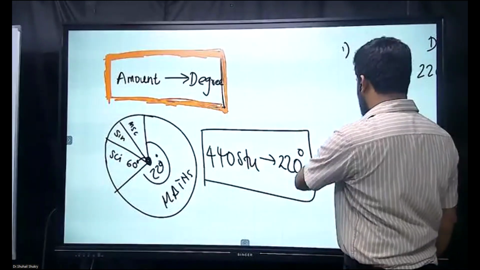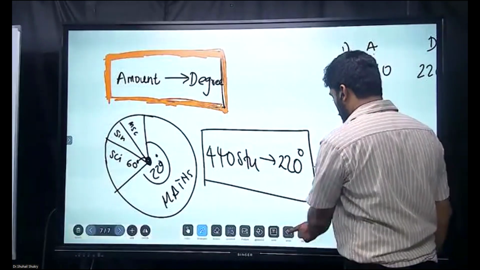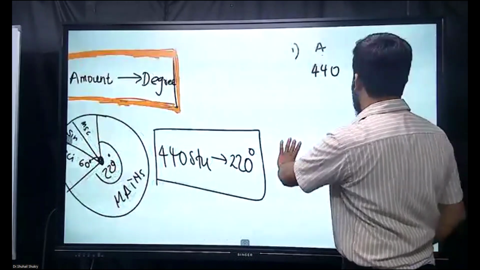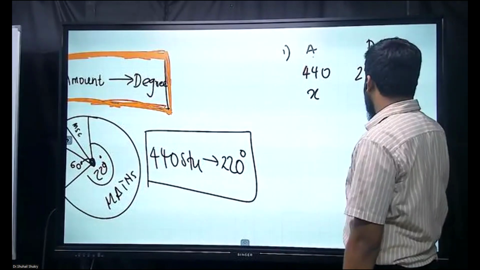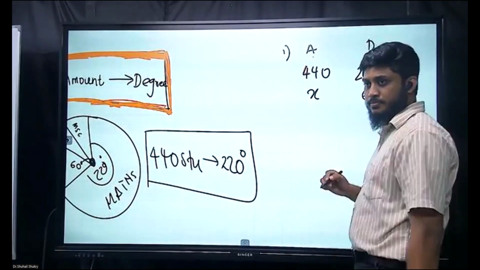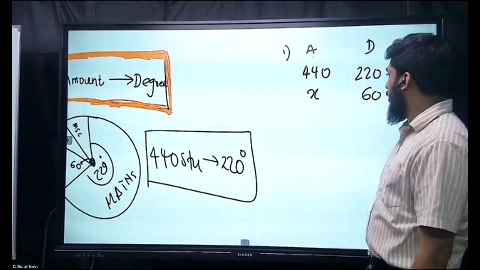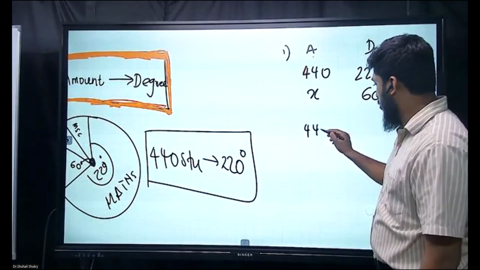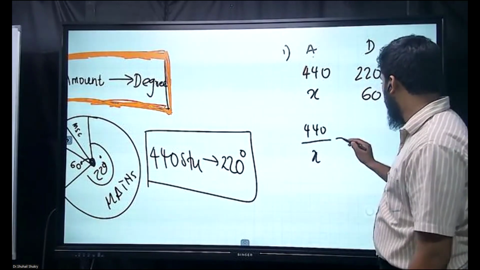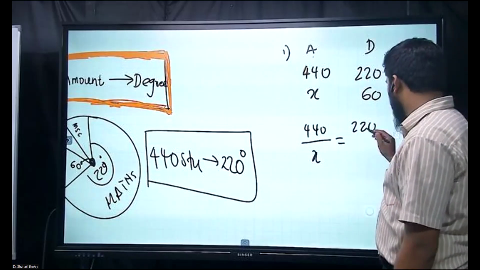It's about the amount. Do you know the amount? You don't know the amount. Whatever we don't know, we put X. For the degree, we put 60. So what do you have to do? You can write 440 over X equals 220 over 60.